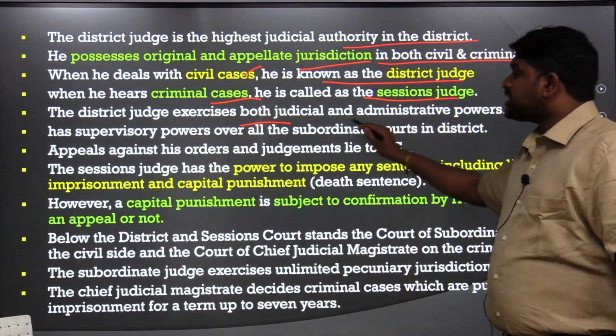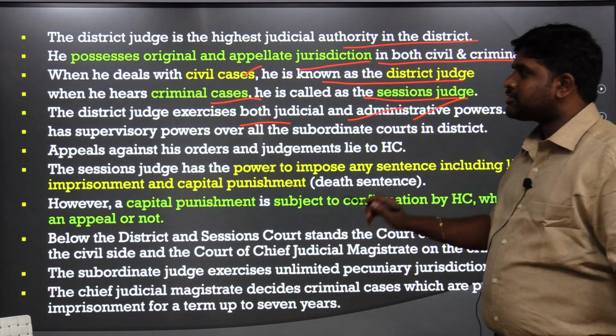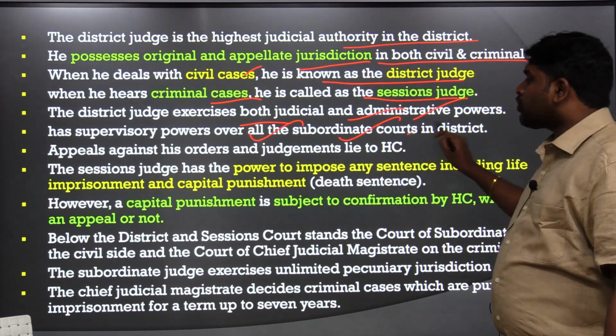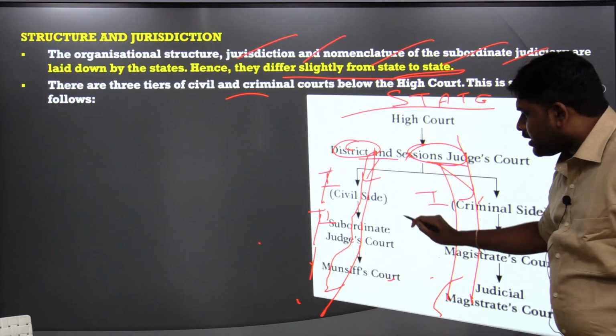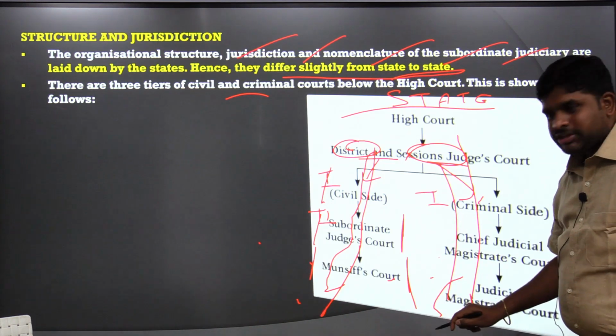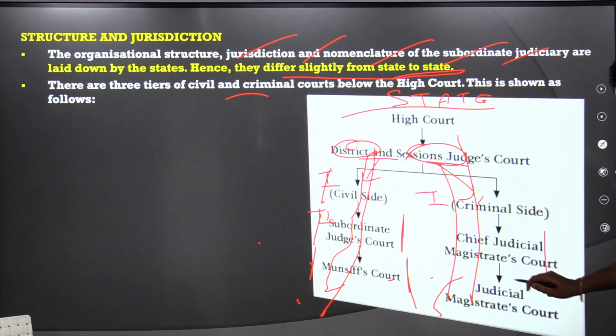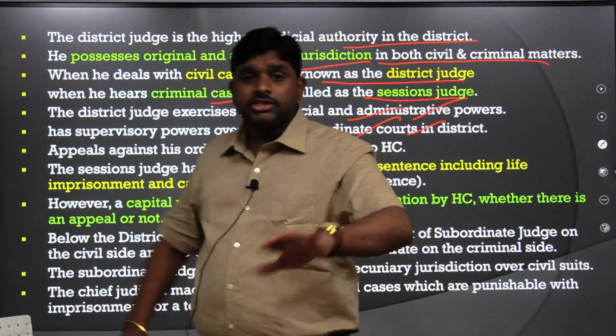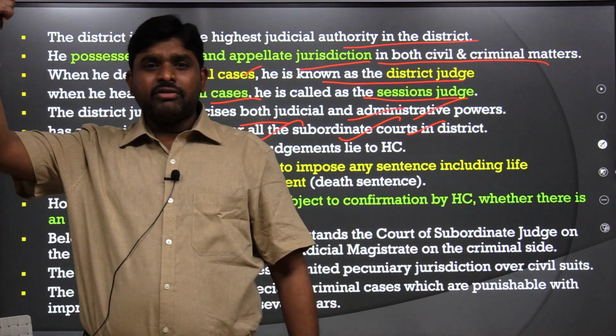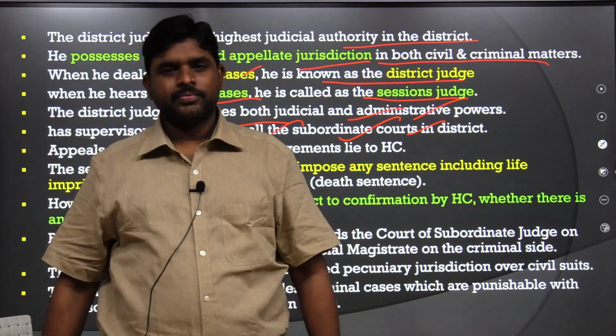The district judge exercises both judicial and administrative powers. He has supervisory powers over all the subordinate courts in the district. Means what? Subordinate judges court, municipal court, chief judicial magistrate court, judicial magistrate court. On these, who will be having the power? District judge. On the complete, who is having the power? High court.